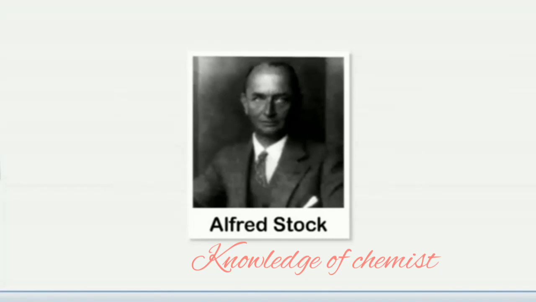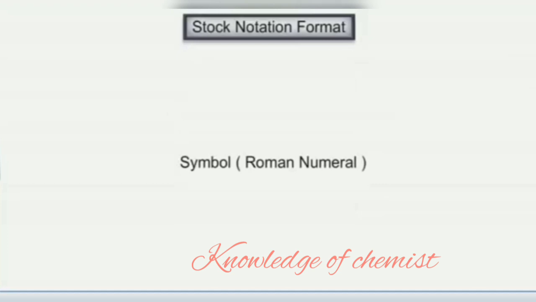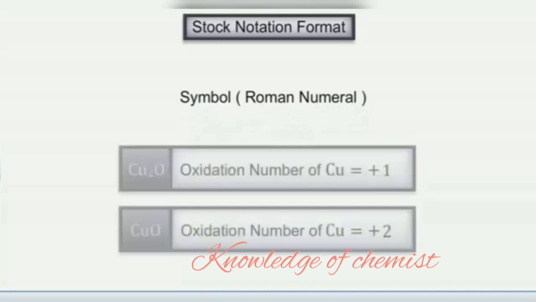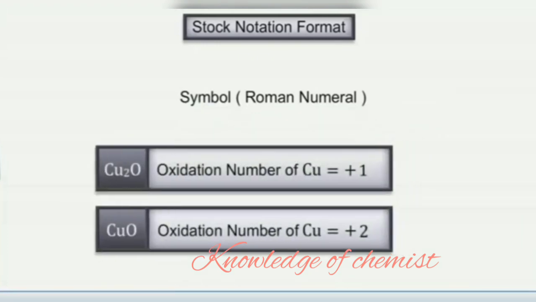Alfred Stock, a German chemist, introduced a nomenclature system to indicate oxidation number for metals that exhibit more than one oxidation number. The nomenclature, known as Stock notation, indicates the oxidation number by placing a Roman numeral within parentheses after the symbol or name of the metal. Thus, the oxidation number of copper in both compounds can be indicated as shown.